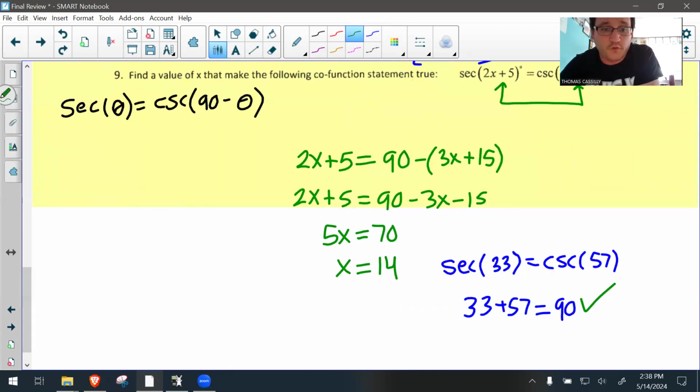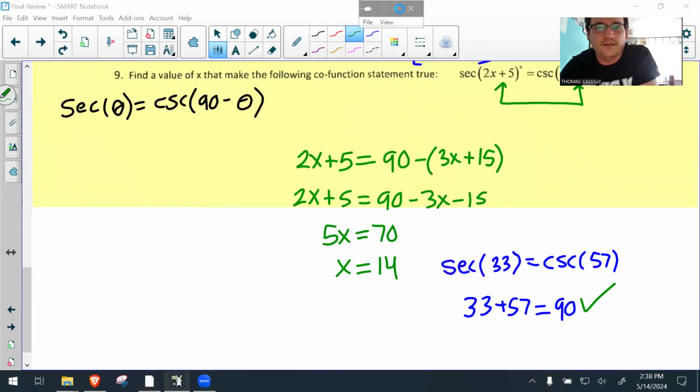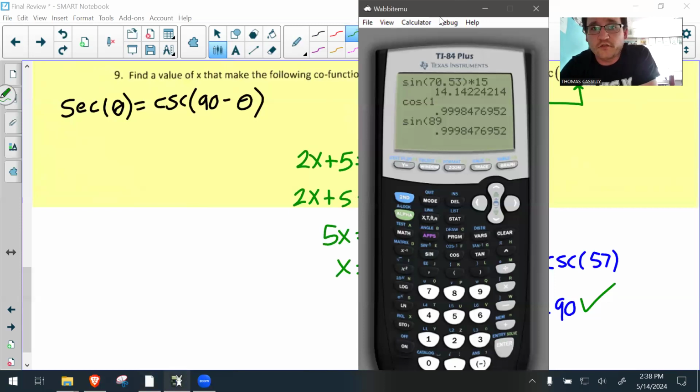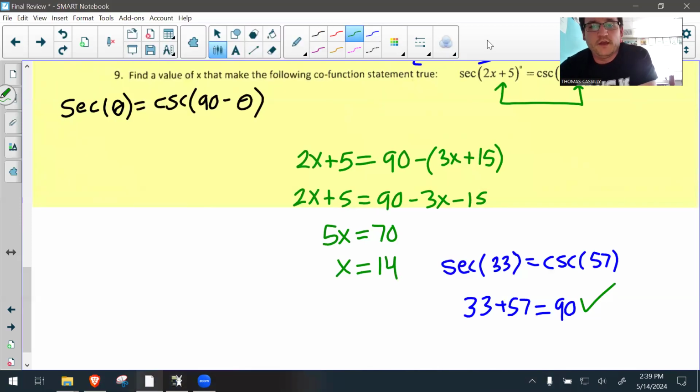And again, if you're still not convinced, throw them in your calculator. The secant is the reciprocal of cosine, so I'm going to say 1 over the cosine of 33. That's going to be some ugly decimal, 1.19. The cosecant is 1 over sine, so I'm going to say 1 divided by the sine of 57. That should give us the same decimal, which it does. So there you have it.